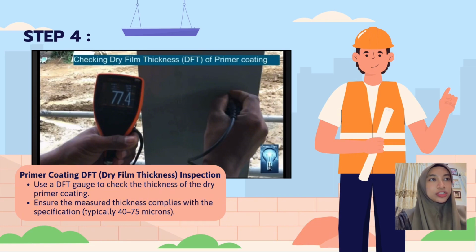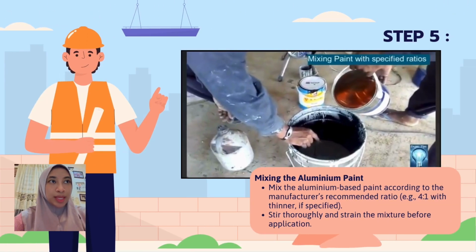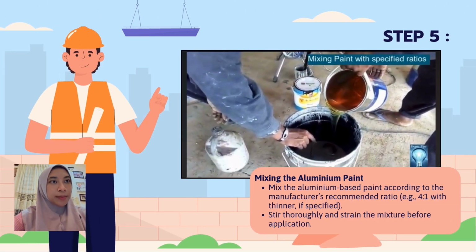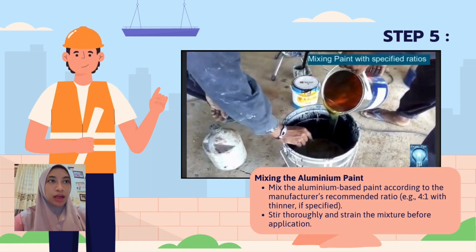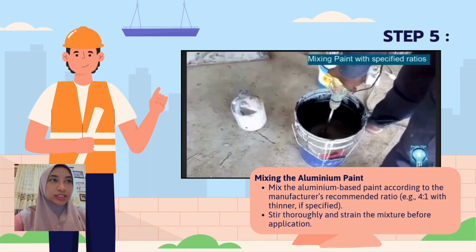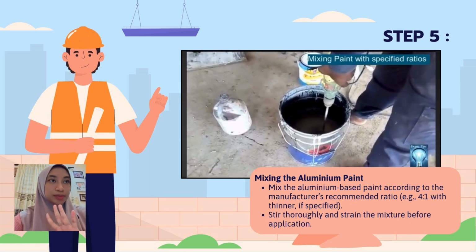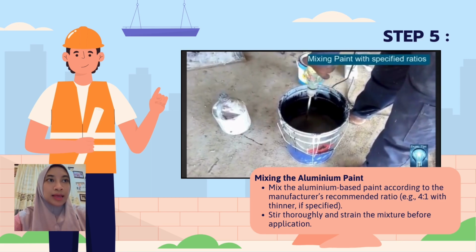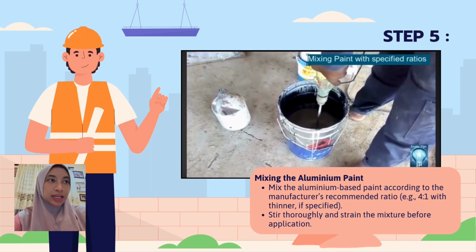Use a special gauge to measure the thickness of the primer to make sure it meets the specification, typically between 40 and 75 microns. Step 5. Mixing the aluminium paint. Mix the aluminium coating properly following the manufacturer's ratio, for example 4 parts paint, 1 part thinner. Stir the mixture thoroughly and strain it to remove clumps.